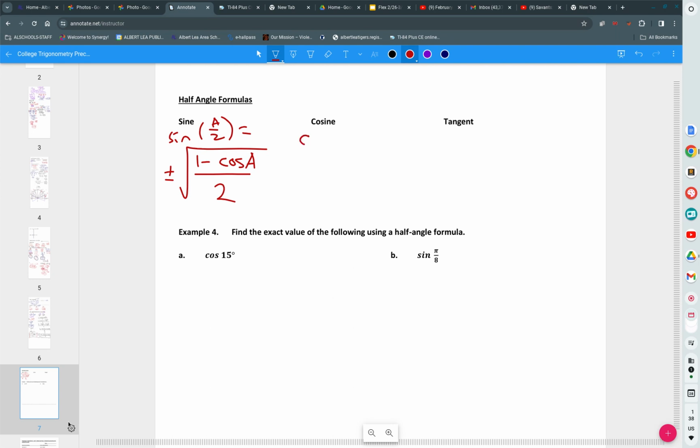Cosine, we're going to do cosine of an angle divided by 2 is equal to plus or minus. And it's very similar to this. It just changes. Instead of a 1 minus, it's a 1 plus cosine of the angle, divided by 2.